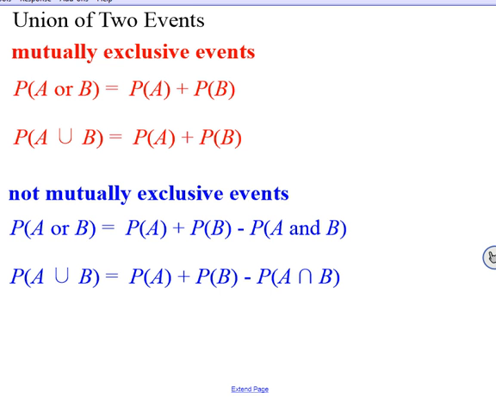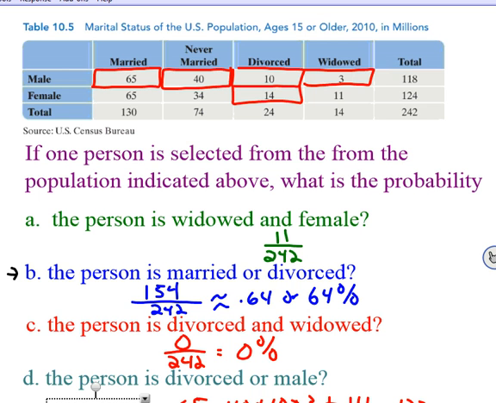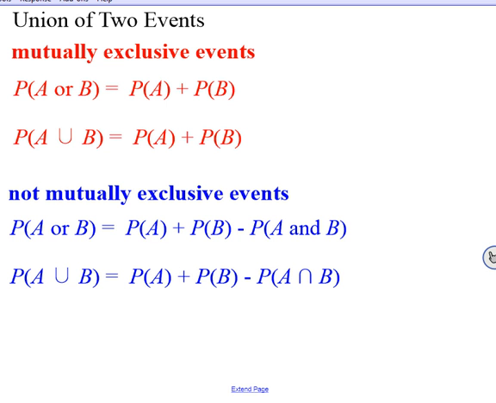But when the events are not mutually exclusive, so when they can happen at the same time, like in our last example, the person is divorced or male. You can be both divorced and male. There's an overlap in those two big categories. Then we can add the two total probabilities, but we have to subtract that intersect. And that would be an easier way to look at this. So the probability of A or B: you take the probability of A, add the probability of B in total, but then you subtract the probability of where they happen together.